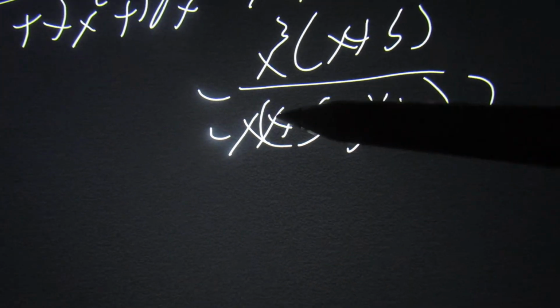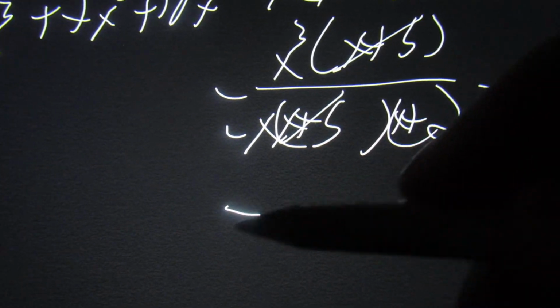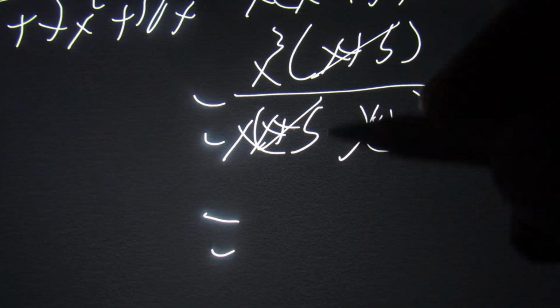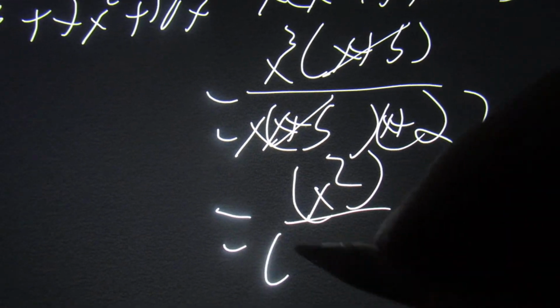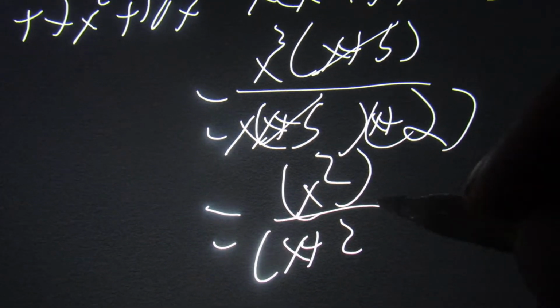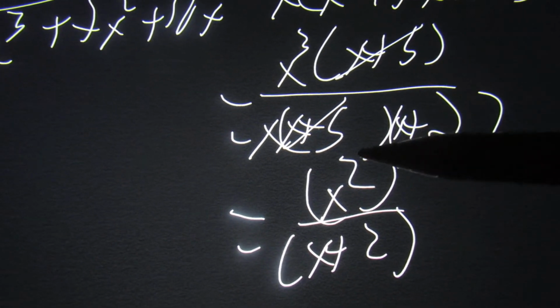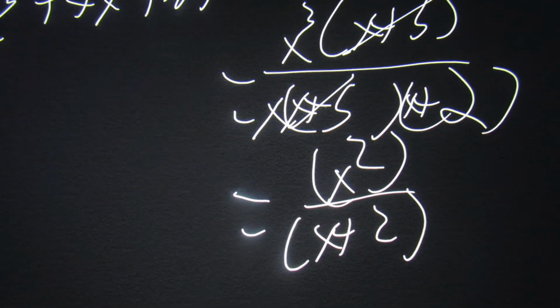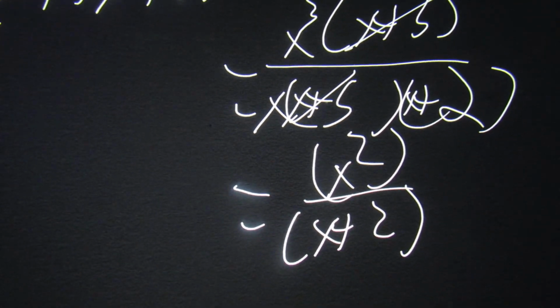So I can cancel the x plus 5s. And I also have an x to the 3 over x, which is x to the 3 minus 1, which is x squared. And on bottom, I have x plus 2. Again, if you're not using Math Quill, put everything in parentheses like this. So the x squared in parentheses, and then divided by x plus 2 in parentheses.